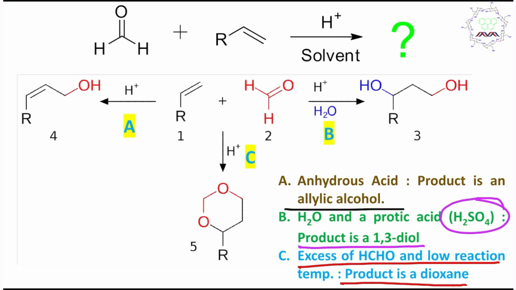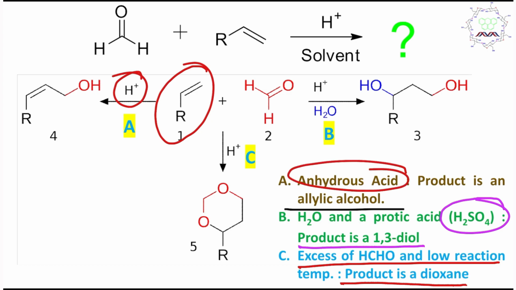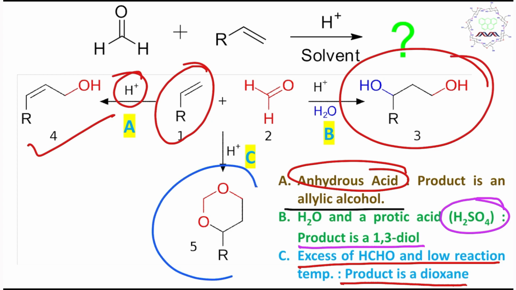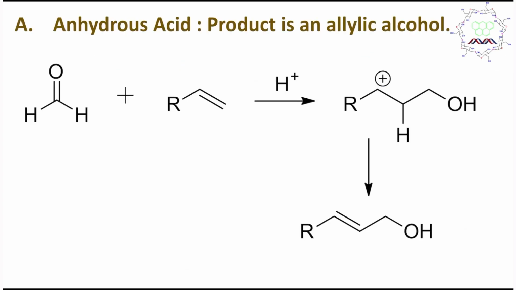So in a very short summary, you can see this is the alkene in presence of acid and anhydrous acid, more specifically allylic alcohol. This is 1,3-diol, and finally this is the dioxane derivative. Okay, I shall explain everything step by step. Now let's first come to the first topic, that is anhydrous acid, and the product is allyl alcohol, this one. Okay, so this is the allylic position attached to this allylic alcohol.